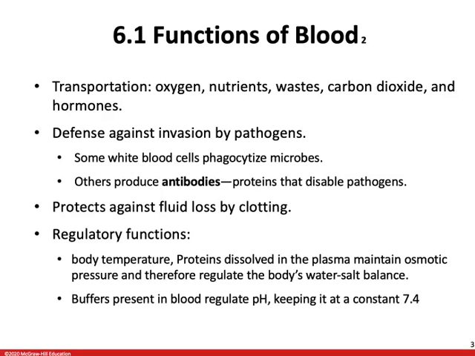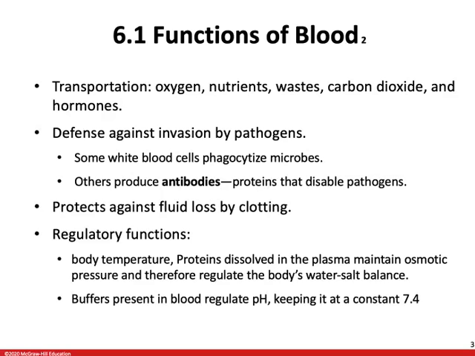Also plays a very important role in protection against disease-causing agents, protection against blood loss by clotting. White blood cells can fight against disease-causing organisms, and platelets can fight against excessive blood loss. Also plays a very important role in maintaining homeostasis through the regulation of pH and temperature.